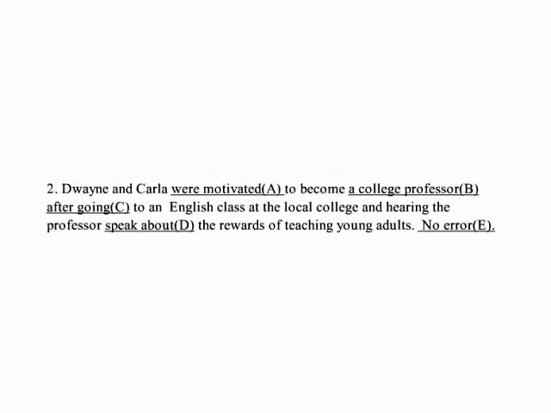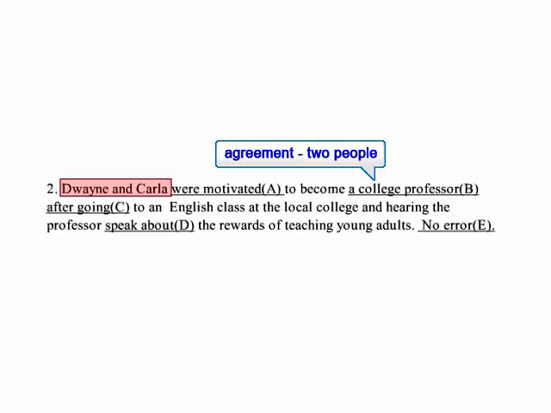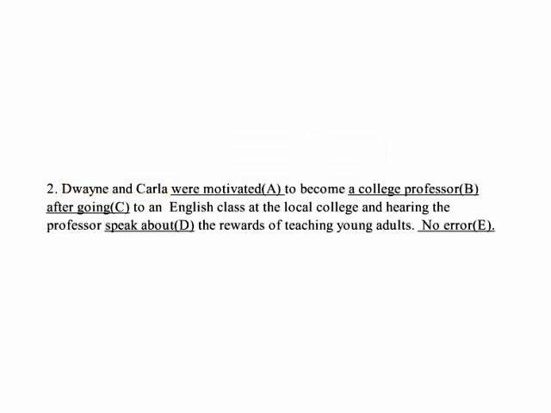Sentence number 2. Dwayne and Carla were motivated to become a college professor after going to an English class at the local college and hearing the professor speak about the rewards of teaching young adults. Dwayne and Carla were motivated to become what? To become a college professor? No, that's 2 people. We need to have agreement here. That should be college professors because there's 2 of them. So B is our error.